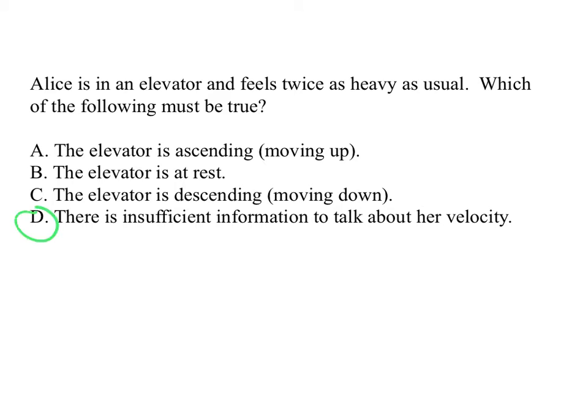Here, there's insufficient information. What we do know is that the elevator is accelerating upward because the apparent weight is more than her gravitational weight. But we don't know if this is the case of a thing which is moving upward and getting faster, or a thing which is moving downward but then getting slower. In both cases, those would be an acceleration upward. So in both cases, we would have a greater apparent weight.